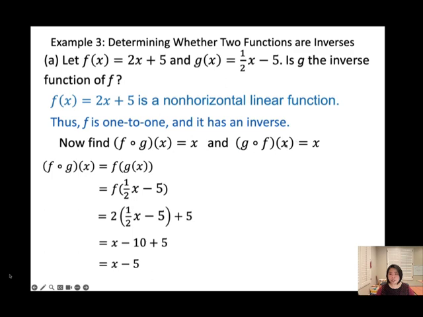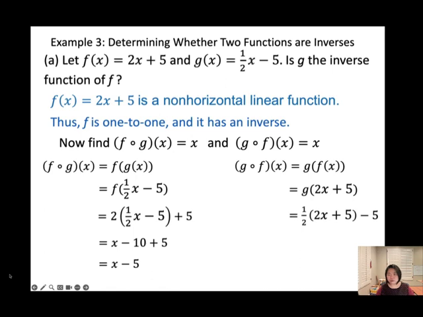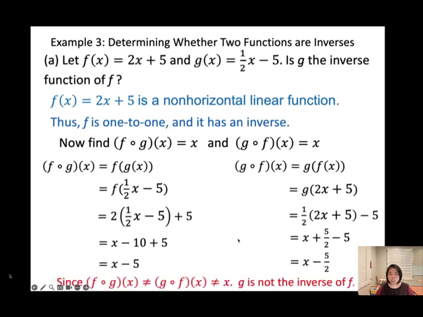g of f of x equal to x. This time you're gonna plug in the f of x, 2x plus 5, into here. And then plug in 2x plus 5 into the x in here. Simplify it, distribute the 1/2. Combine the constant terms, you're gonna get x minus 5 over 2. Both of them are not equal to x. So we know g is not the inverse of f.